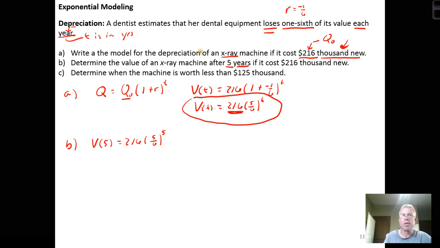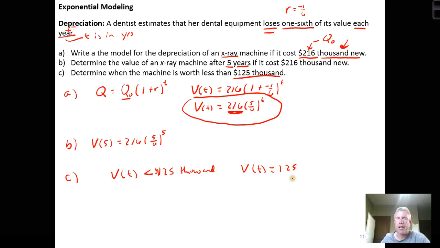Okay, so we determined the value after 5 years. Now part C says determine when the machine is worth less than $125,000. So we're wanting to know when the value of the machine is less than $125,000. The way that you do this is you determine when the value is exactly $125,000. You find the t value for which that's true, and then you say any time past that point in time, because the item's depreciating, it will be worth less than $125,000.